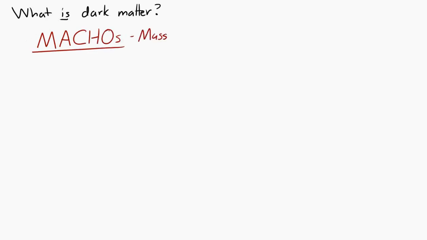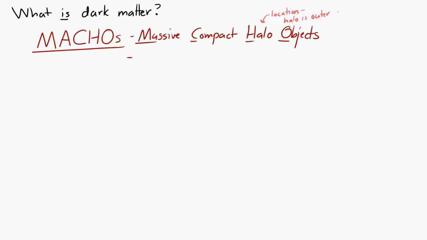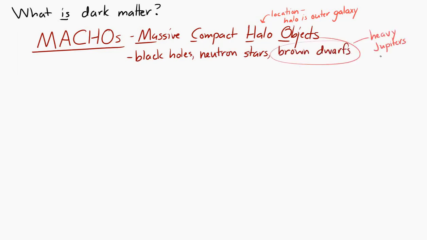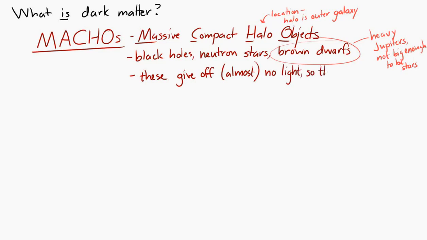But what is it? What could it be? If we can't see it, do we have any idea what it might be? Well, there's kind of two popular options. One is things called MACHOs, which stands for Massive Compact Halo Objects. The halo part just refers to their location. The halo is kind of the outer part of a galaxy. Now, massive compact halo objects would be things like black holes, neutron stars, brown dwarfs, which are essentially like big Jupiters that aren't big enough to be stars yet. And the idea is that this unseen mass is contained in these relatively dark objects that are just around.